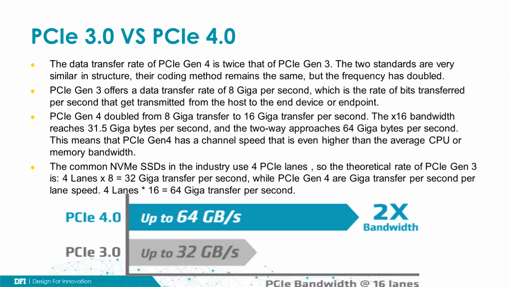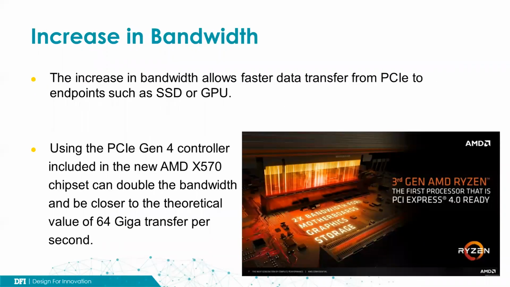The common NVMe SSD in the industry uses four PCIe lanes. So the rate of PCIe Gen 3 is 4 lanes times 8 equals 32 GT per second, while PCIe Gen 4 is 16 GT per second per lane, so 4 lanes times 16 equals 64 GT per second. The increase in bandwidth allows faster data transfer for PCIe endpoints such as SSD or GPU. Using the PCIe Gen 4 controller included in the new AMD X570 chipset can double the bandwidth and get closer to the value of 64 GT per second.